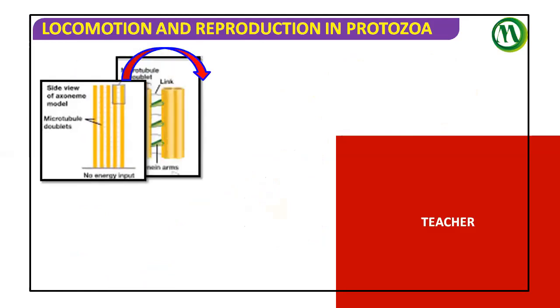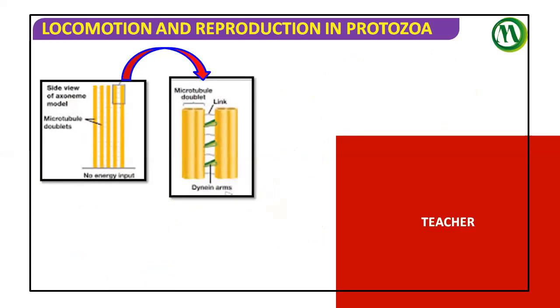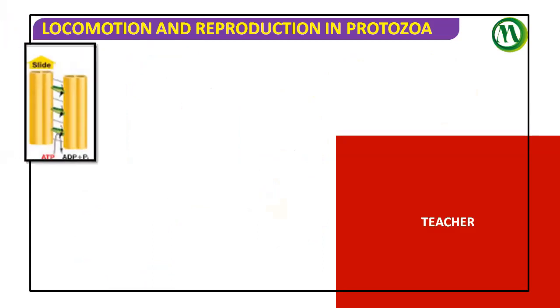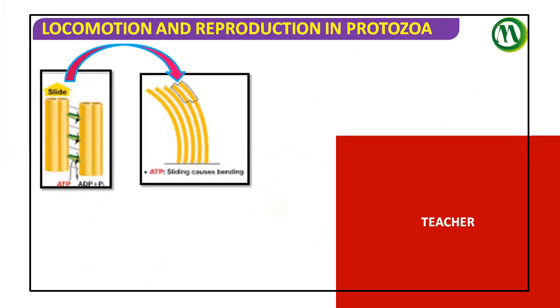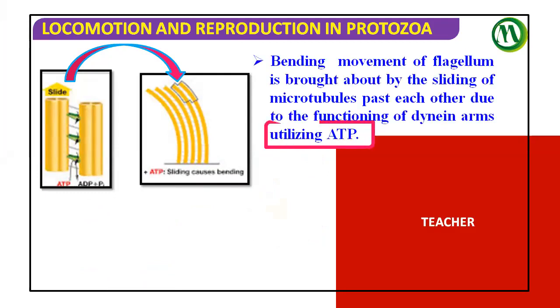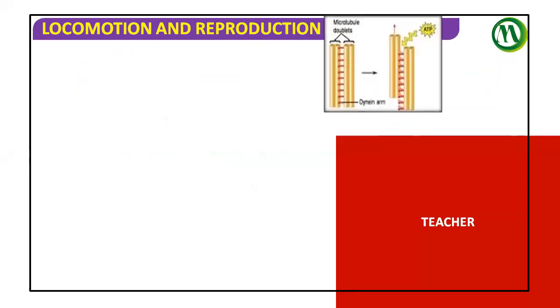So we need to see the locomotion with flagella and cilia. For that, what is required for us? Some knowledge of the transverse section of flagellum and cilium. The bending movement of the flagellum is brought about by the sliding of microtubules past each other, due to the functioning of dynein arms utilizing ATP.